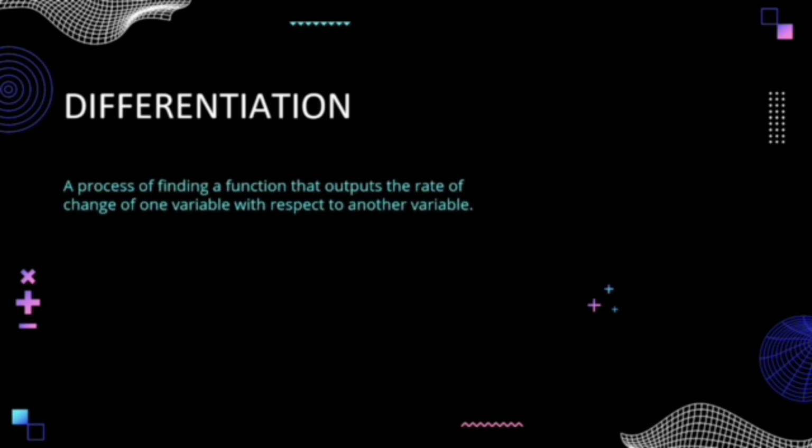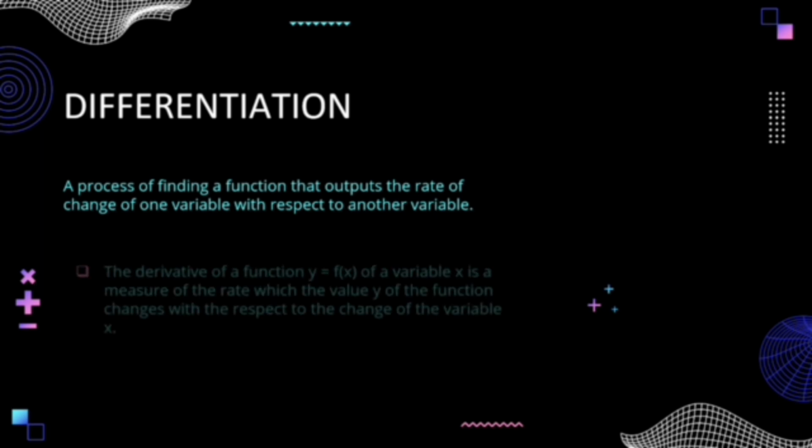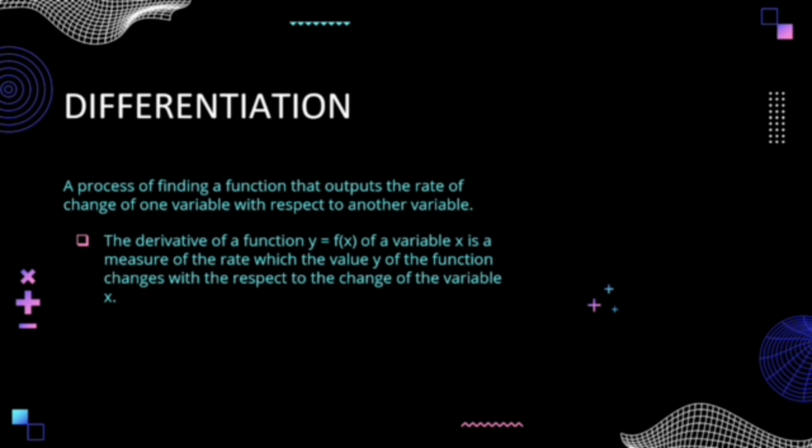Differentiation is a process of finding a function that outputs the rate of change of one variable with respect to another variable. So the derivative of a function y equals f(x) of a variable x is a measure of the rate at which the value y of the function changes with respect to the change of the variable x. Derivative of f(x) with respect to x. So here I'm going to provide you a few examples.